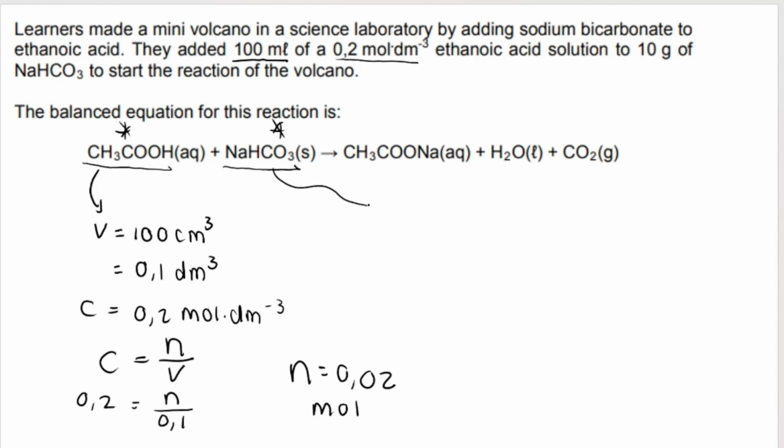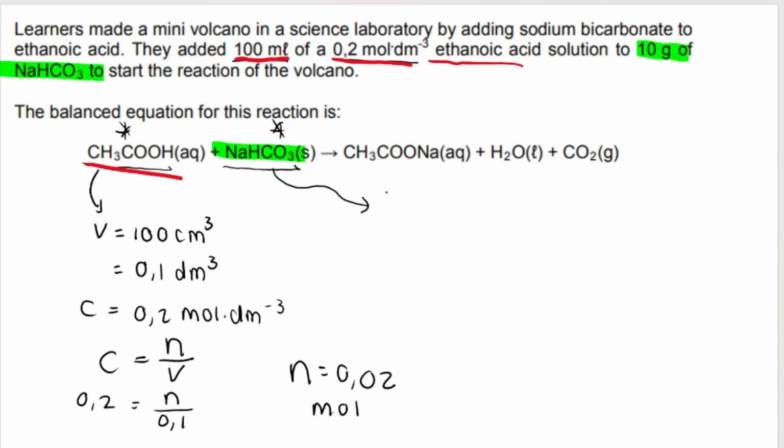So let's convert sodium bicarbonate's information into moles as well. If you read the given information very carefully, you will see that they tell us that we have 10 grams of sodium bicarbonate, and that's the only information we have about sodium bicarbonate. Remember, the 100 milliliters and the 0,2 moles per cubic decimeter, that was for our acid. So we already converted that to moles. Now, how do we convert 10 grams to moles?